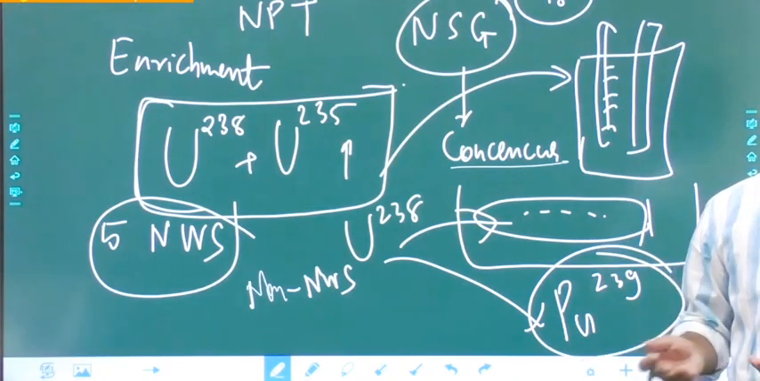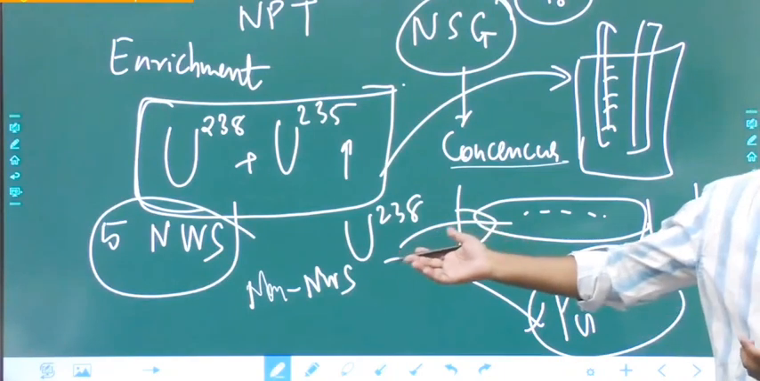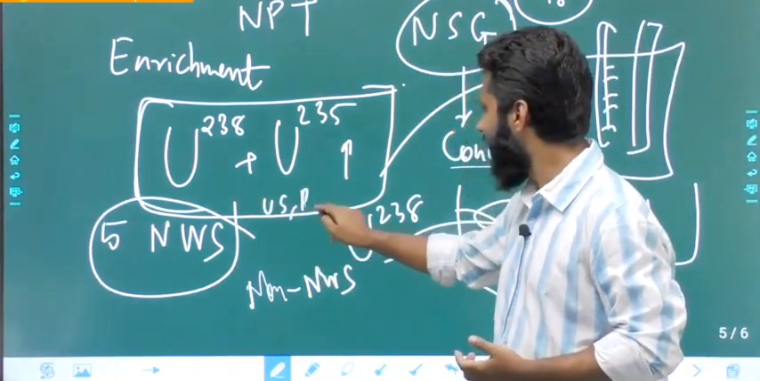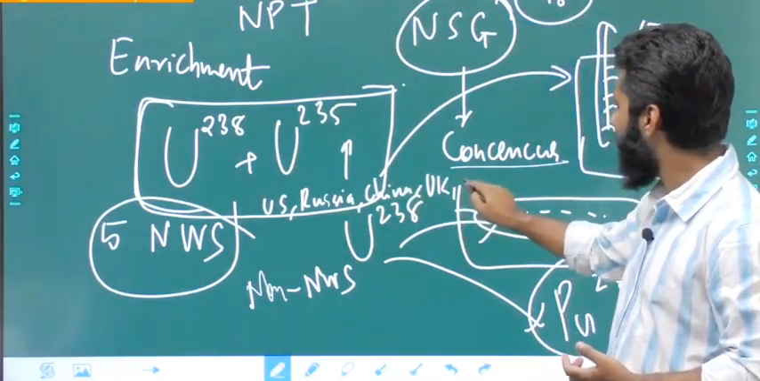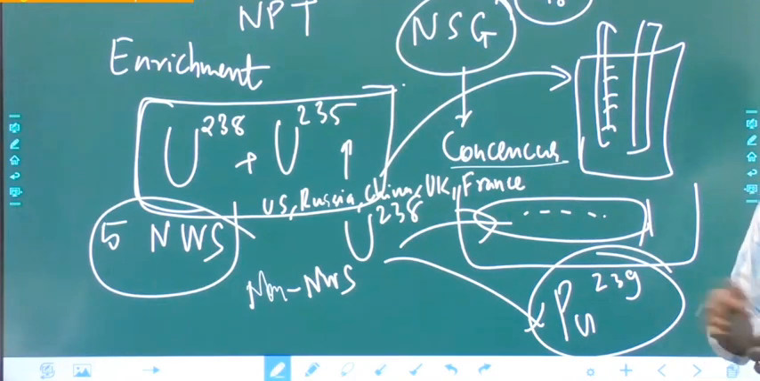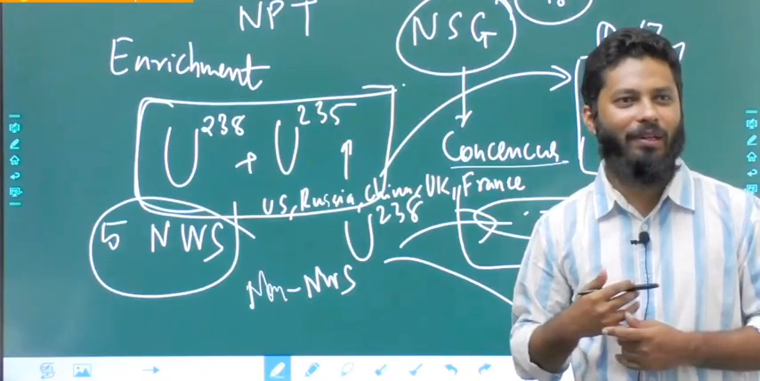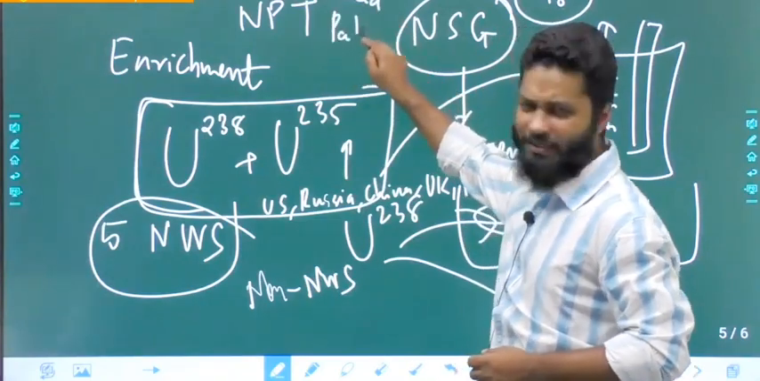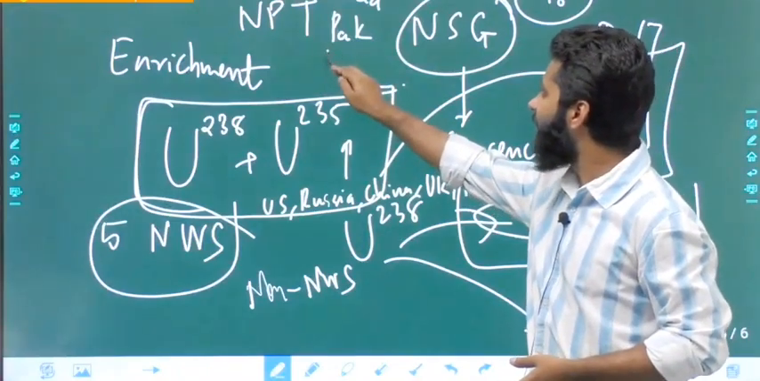If you are a non-nuclear weapon state, there are 5 nuclear weapon states, right? And you know the names, right? US foremost, then Russia, China, UK, and France. So these are the 5 nuclear weapon states. And now there are non-nuclear weapon states, but they have some nuclear weapon programs, like India, Pakistan. Yesterday it was in the news, right? India, Pakistan, and then we have North Korea.